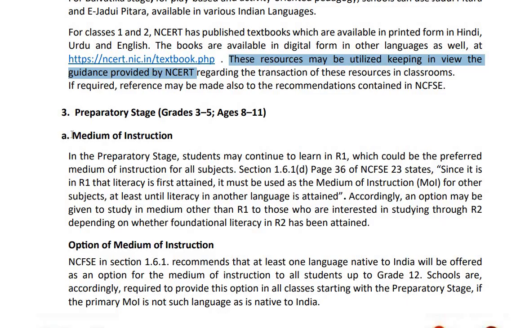Medium of instruction. In the preparatory stage as well, students may continue to learn in R1, which could be the preferred medium of instruction for all the subjects. NCFSE 2023 states that since it is in R1 that literacy is first attained, it must be used as a medium of instruction for other subjects, at least until literacy in another language is attained. Accordingly, an option may be given to study in a medium other than R1 to those who are interested in studying through R2, depending on whether foundational literacy in R2 has been attained.